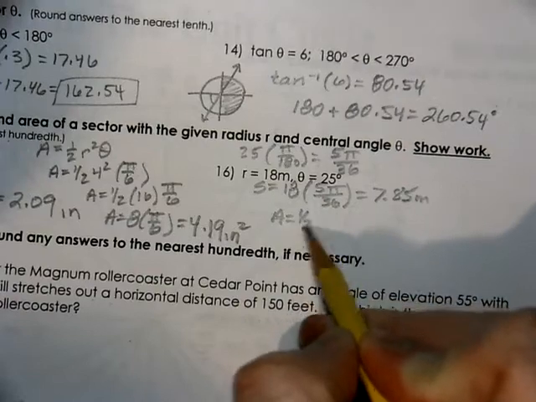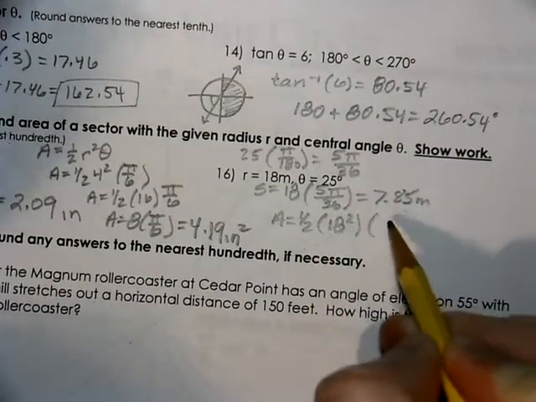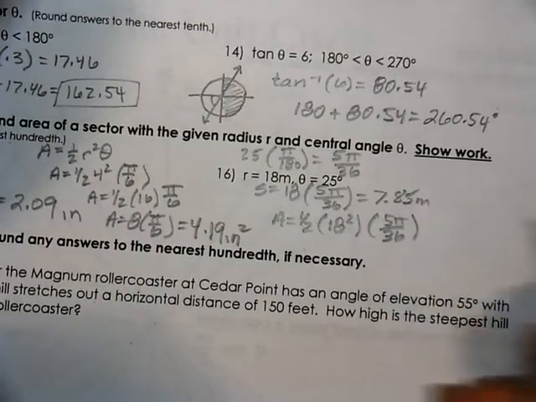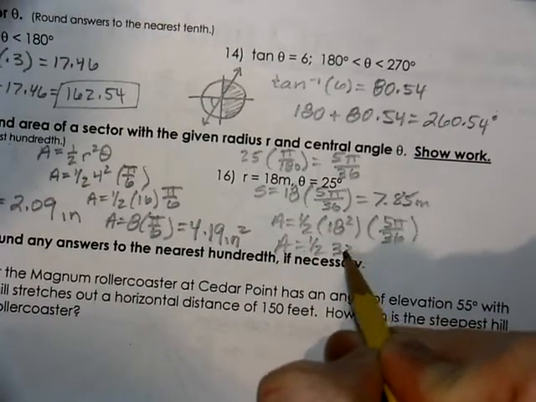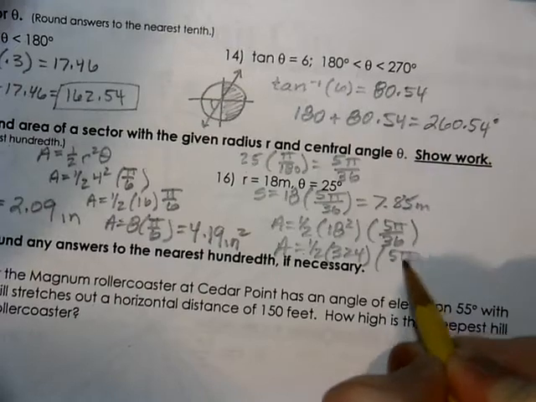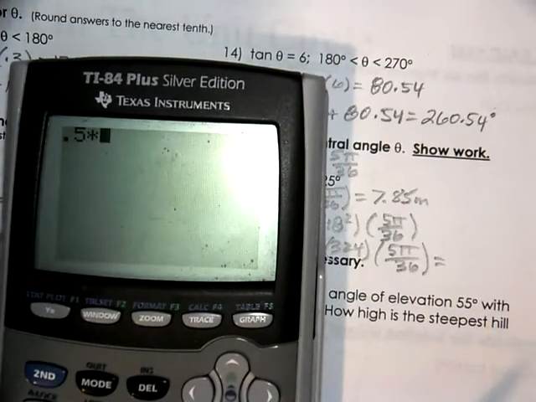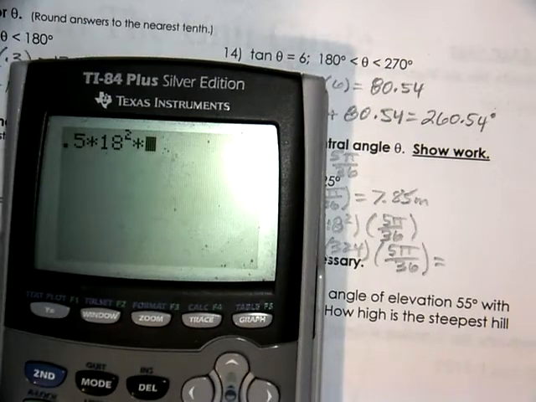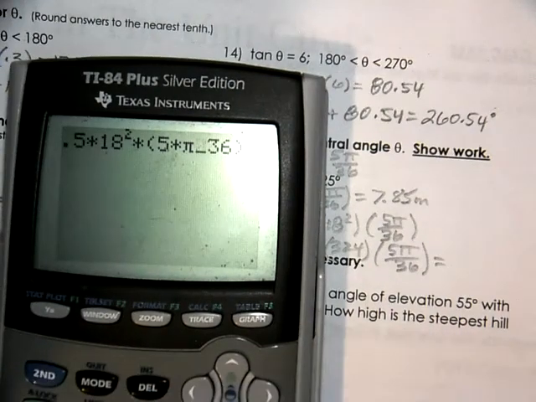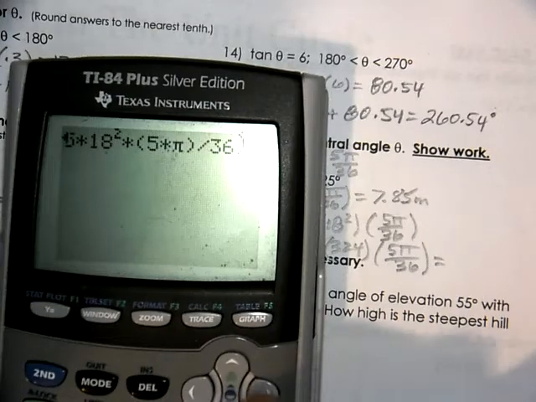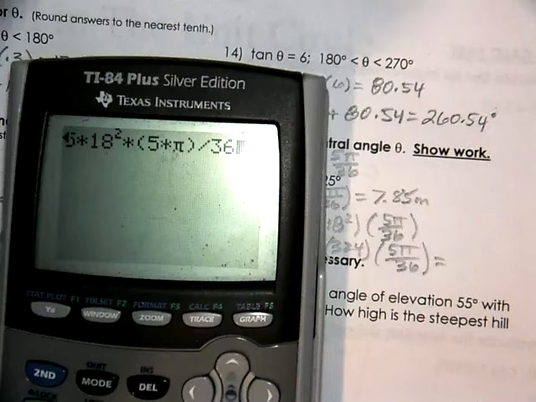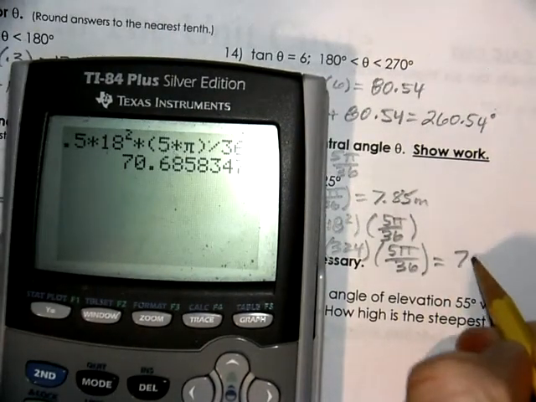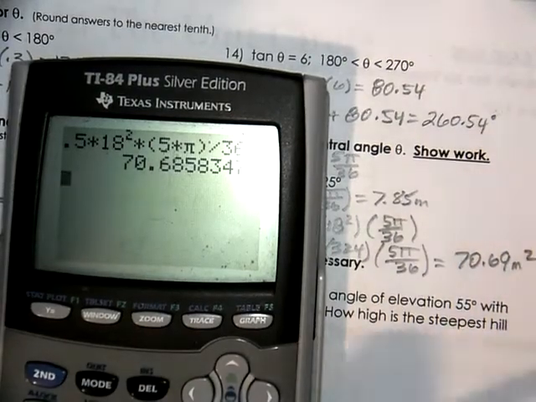And then the area is going to be half 18 squared times 5 pi over 36. That's 324 times 5 pi over 36. Well, that would be half times 18 squared times 5 pi divided by 36. If you want the numerator to be completely calculated together, that's a way you could do it. You get the same answer either way. 70.69 meters squared.